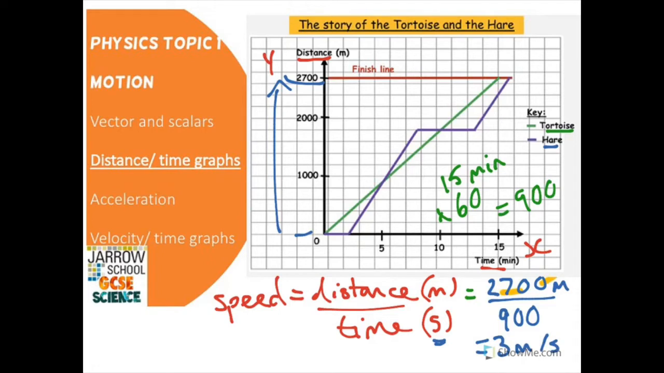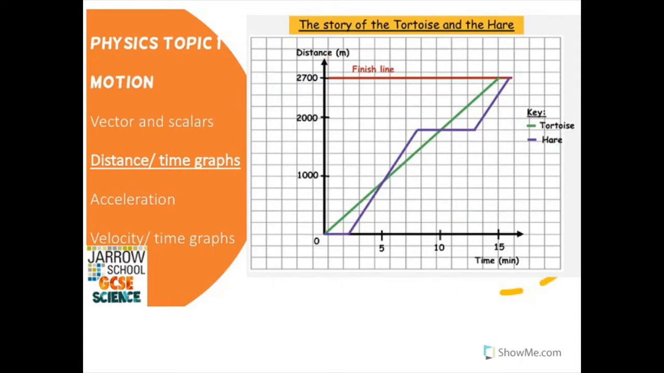The next thing that you may have to do in an exam or on a test is work out various speeds. If we split the hare's journey up into 4 different sections, A, B, C and D, there are different speeds, and you can tell that because the gradient's different. The first one, section A, has a flat line. It started at 0 meters and it ended at 0 meters. So it took 2.5 minutes for that to happen.